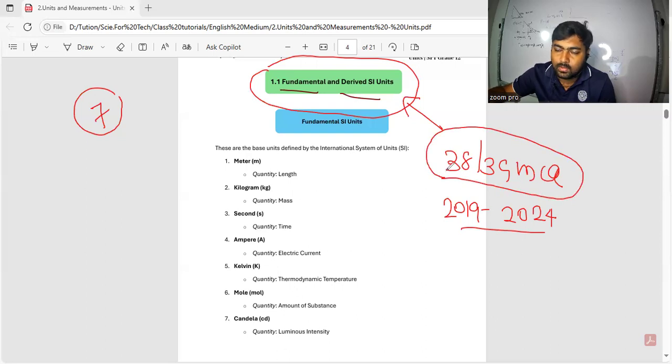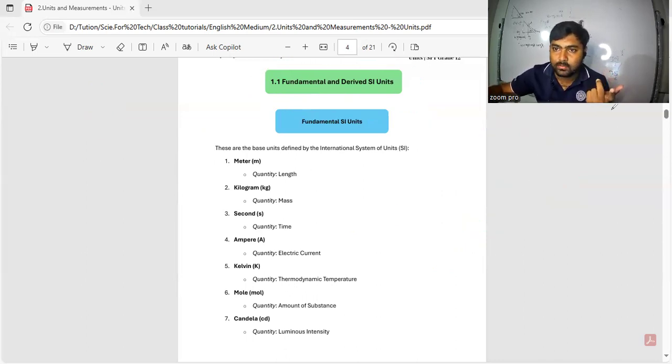Actually I cannot remember whether in 2019 this was given. However, in the last 3 or 4 past papers, 38 or 39 MCQs were given from this topic. So this is very simple, but there are some points you should understand very thoroughly.